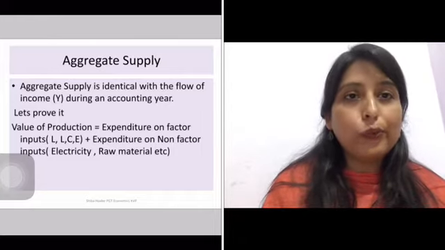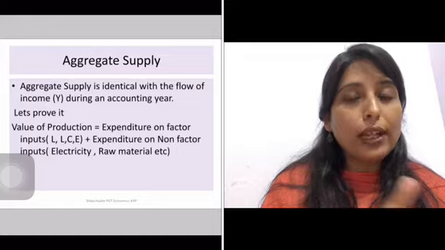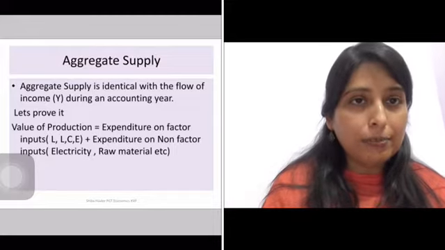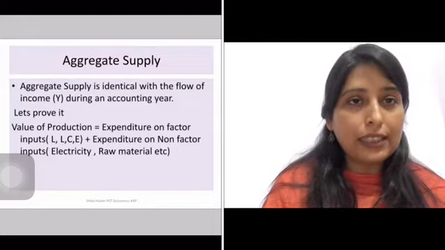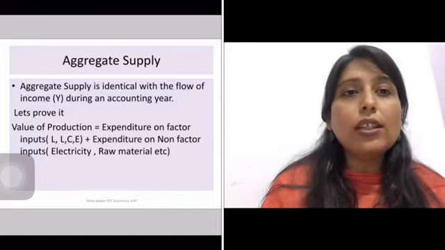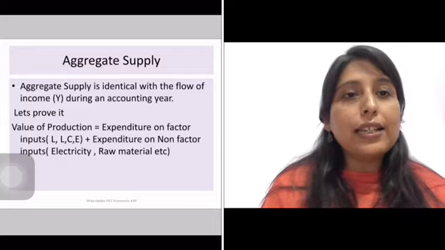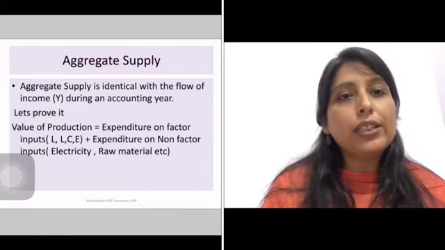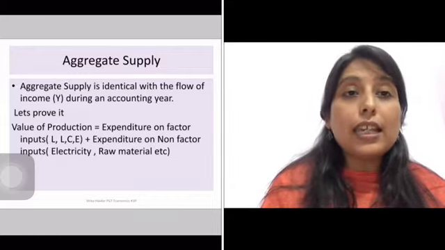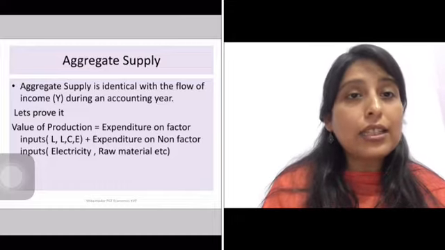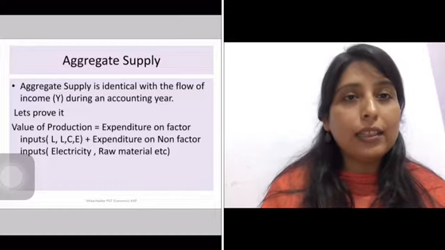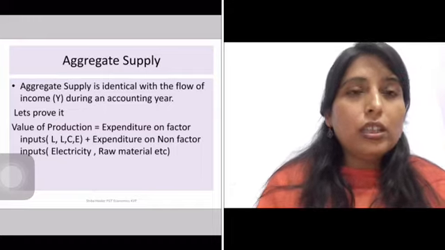यानी हम क्या प्रूफ करेंगे अब, कि जो सम टोटल ऑफ एग्रीगेट सप्लाई है, जितना भी एग्रीगेट सप्लाई होगा इकोनॉमी के अंदर एक साल के अंदर, उतनी ही वैल्यू की इनकम, फैक्टर इनकम जनरेट होगी. यानी एग्रीगेट सप्लाई इज आइडेंटिकल विद द फैक्टर इनकम जनरेटेड इन द इकोनॉमी. इट मीन्स AS, that is aggregate supply, is equal to Y, that is income. How it is possible? So let's see.